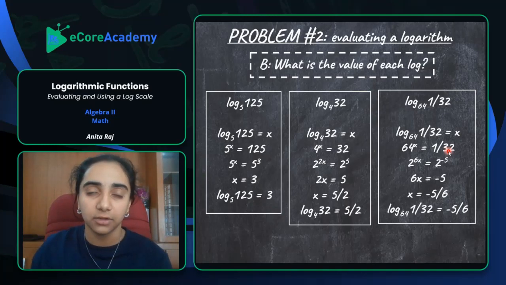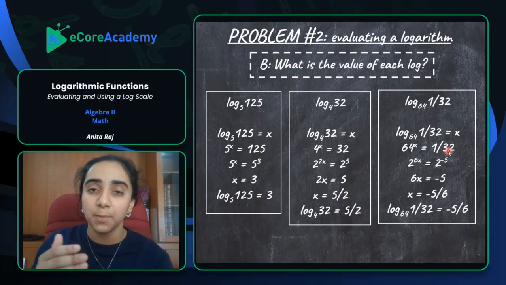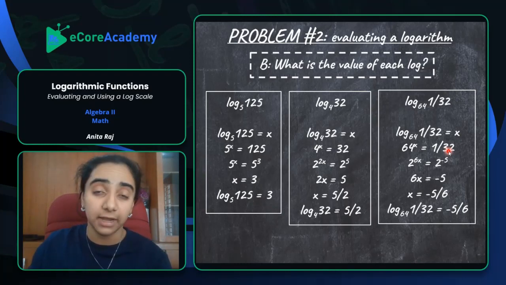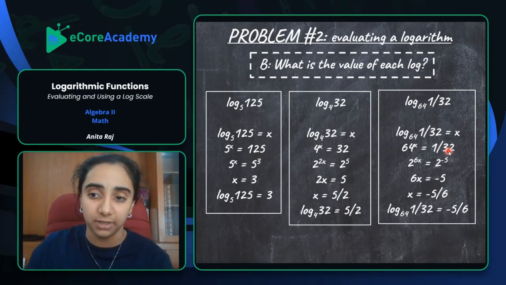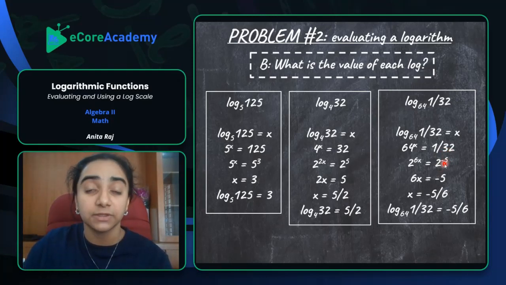I'll give you another example. 2 squared is equal to 4, as we know, but if we did 2 to the power of negative 2, we get 1 over 4. So that 4, which was the square, is pushed to the denominator. So in this case, our answer would be 2 to the negative fifth, which is equal to 1 over 32.